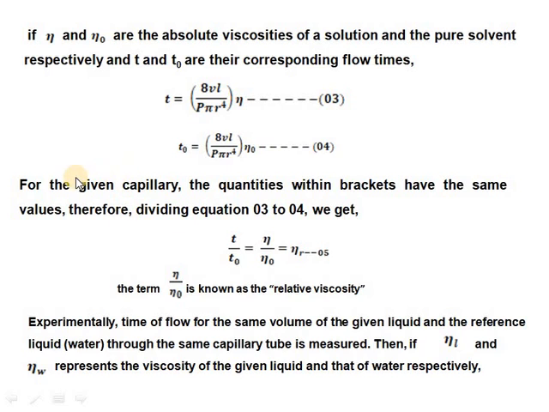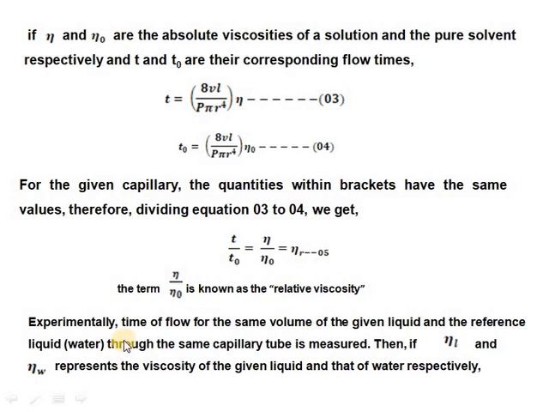For this given capillary, the quantities within the bracket will have the same values, and hence we can divide equation 3 by 4. So t upon t0 is equal to, this will be cancelled, eta upon eta 0 is equal to eta r. The term eta upon eta 0 is known as relative viscosity.